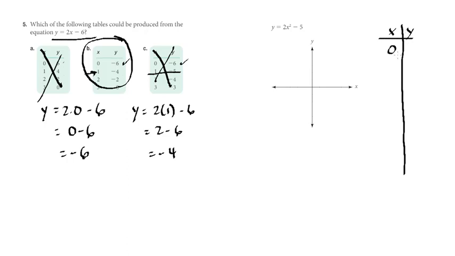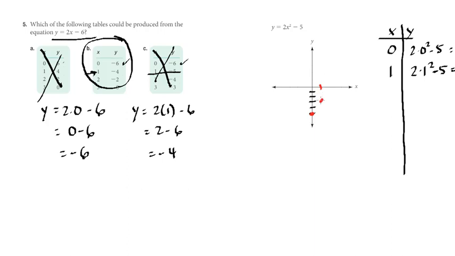So let's try 0. I'm going to plug in a 0. So that would be 2 times 0 squared minus 5, so this answer is -5. 0, -5. I'm going to draw that dot and put it on there. Then I'm going to try 1. If x is 1, 2 times 1 squared minus 5 is 2 minus 5, that's a -3. So let's put that on there. If x is 1, then y is -3.